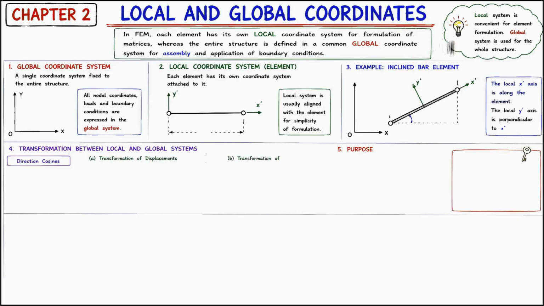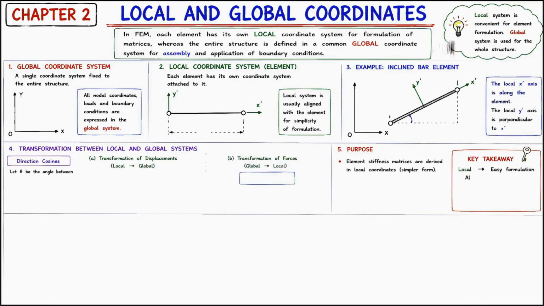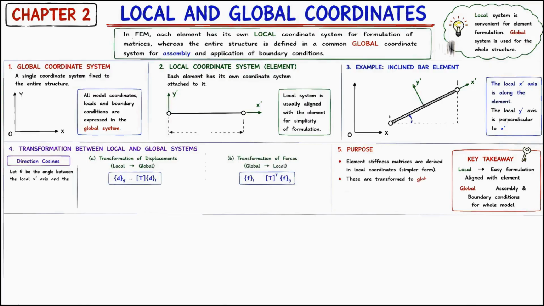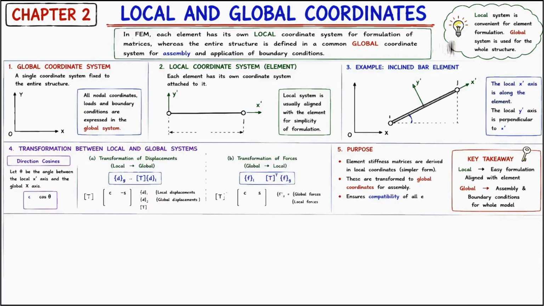Now consider an individual element. Each element has its own local coordinate system. The local x-axis is usually taken along the length of the element, while the local y-axis is perpendicular to it. Why do we use local coordinates? Because writing the stiffness matrix of an element becomes much simpler when the coordinate system is aligned with the element itself. Now look at the inclined bar shown in the figure.